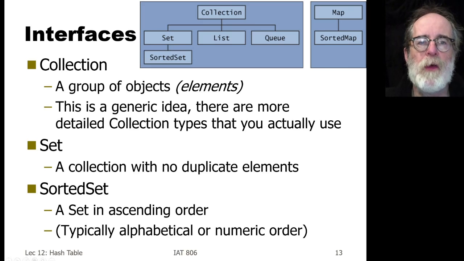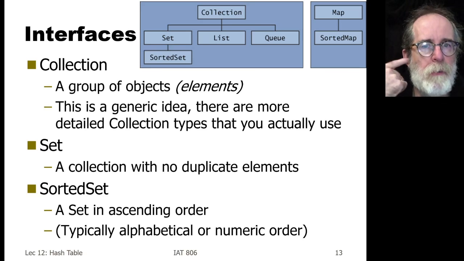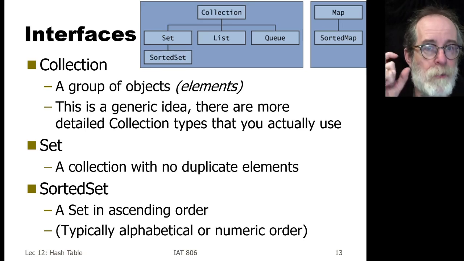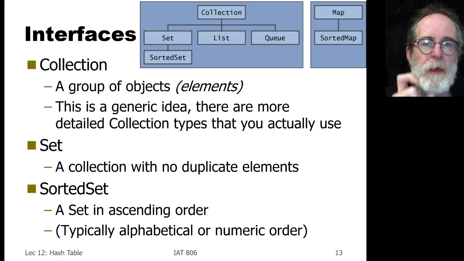A sorted set is a set that has no duplicate elements and is also in ascending order, typically alphabetical or numerical order. And using the technology that we spoke of the other day, where you write a piece of code that fits the comparator specification, it can sort your set of whatever it is you've got.